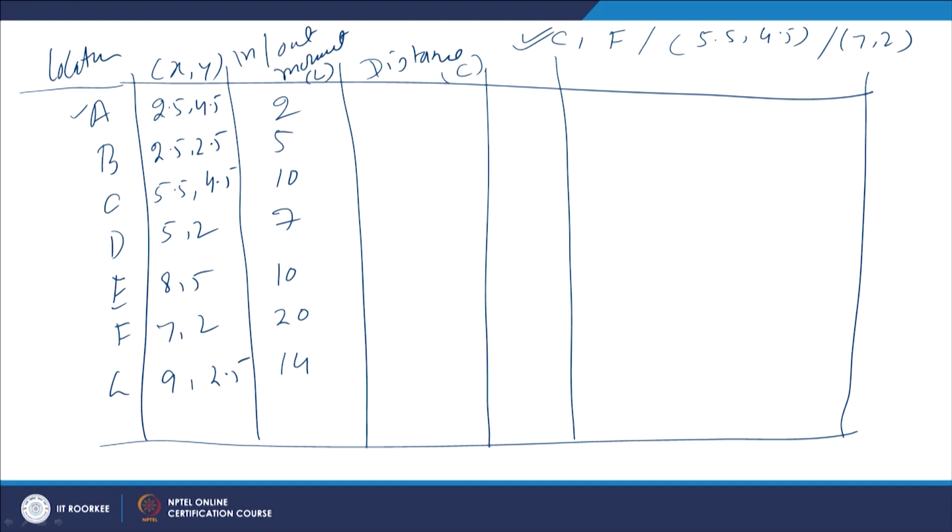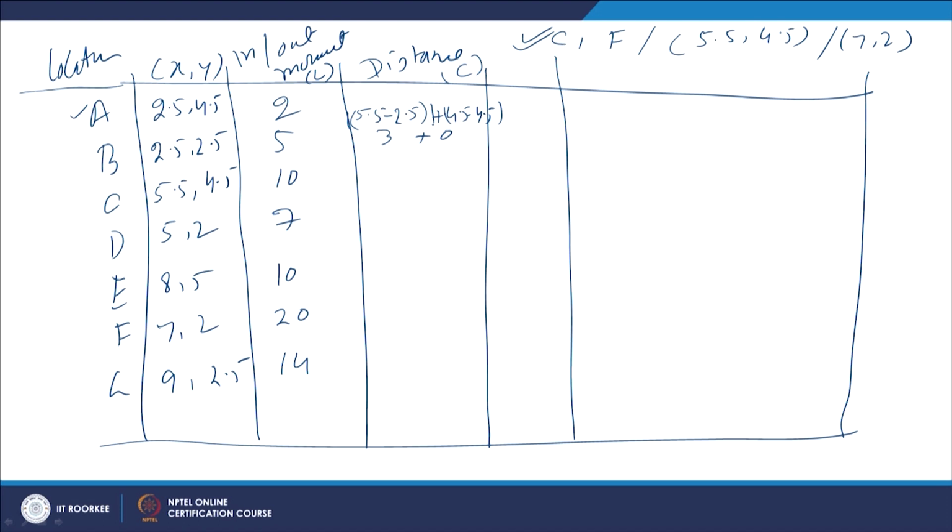So, the distance to be travelled for A to C, how can we obtain it? It is 5.5 minus 2.5, absolute value, plus 4.5 minus 4.5. So, the difference of x c minus x a, or we can also say the difference of x a minus x c, because we have to consider the absolute value, not the sign. So, here it will be reduced to 3 plus 0.